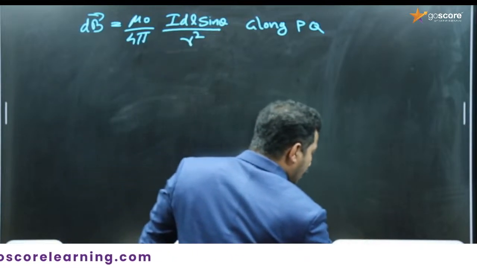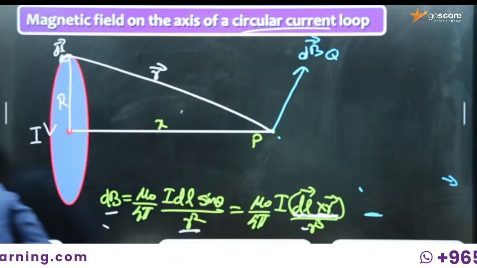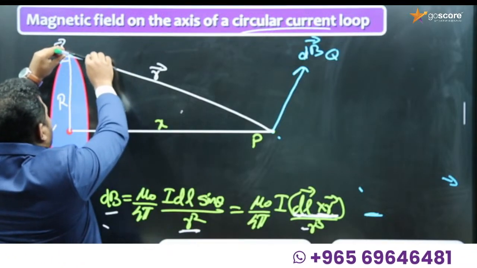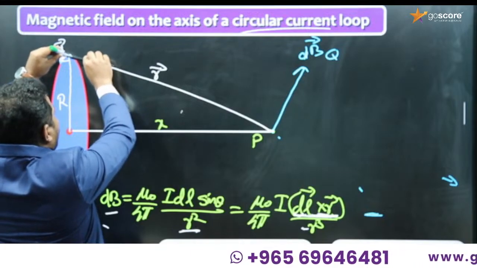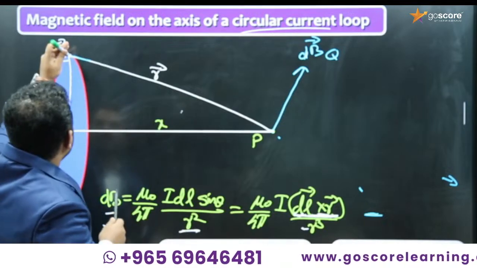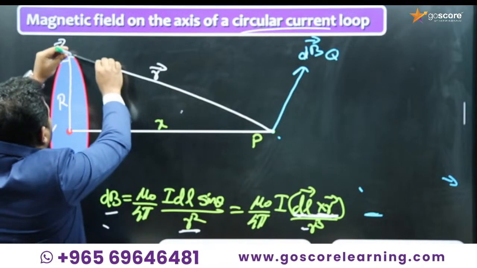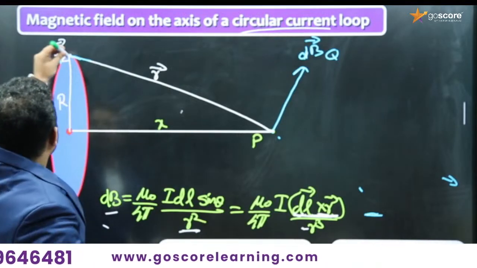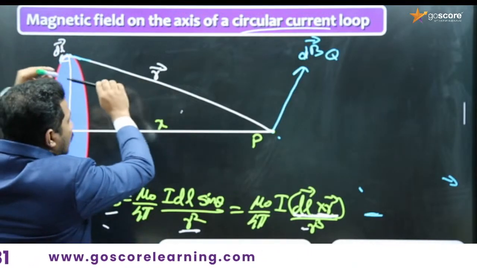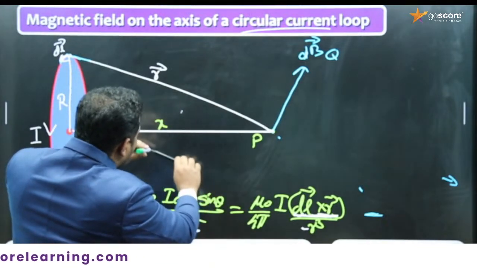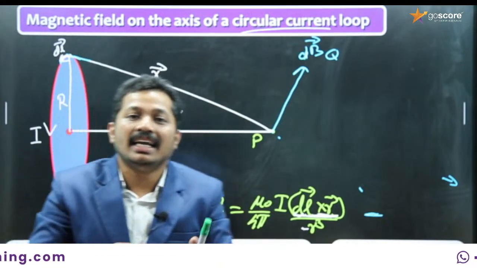So r and dl are here. Here we have dl, which points towards you, and here we have r. So what is the angle between dl and r? Any idea? dl points towards you and r is lying in the plane. So what's the angle between them? It is 90 degree. Since dl is towards you and r is lying in the plane, a line which is towards you and a line which is in the plane will have angle 90 degree.